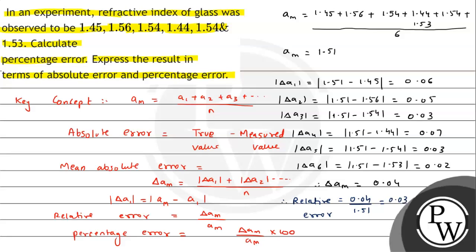So finally we can have the percentage error, that will be just we need to multiply this ratio, that is relative error, into 100, so this answer comes out to be 3%. So this is the answer to the question.